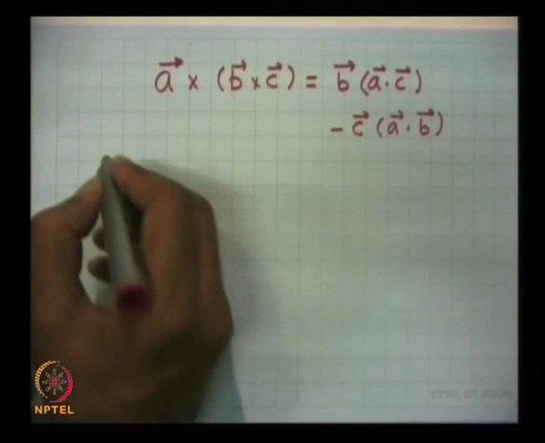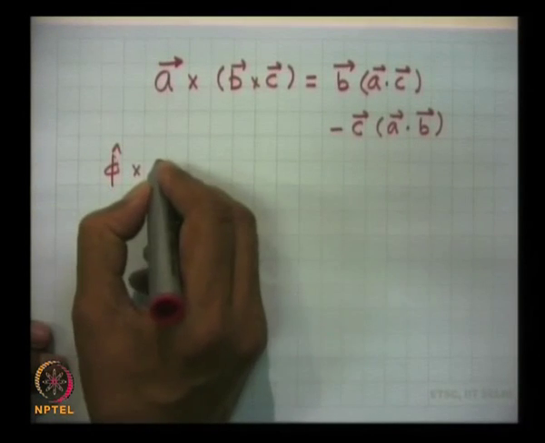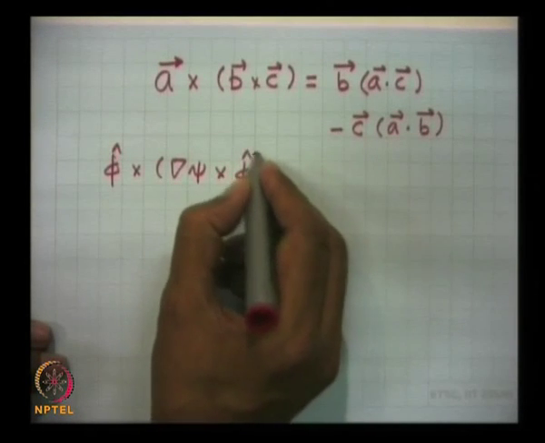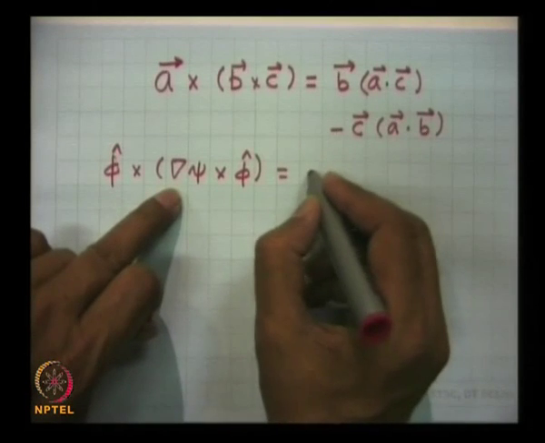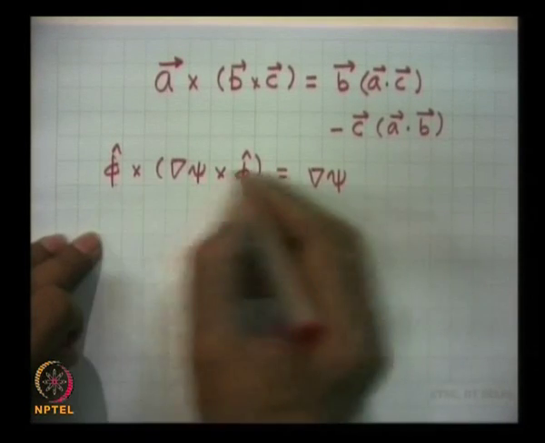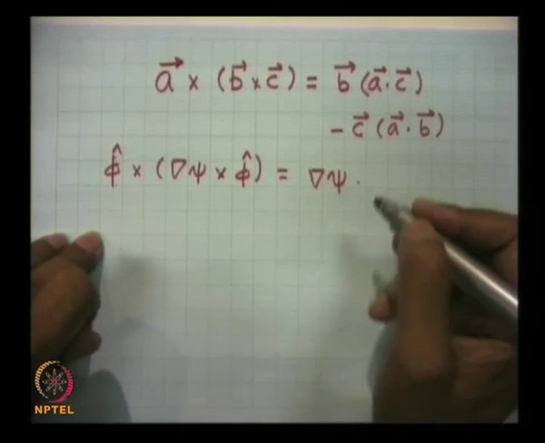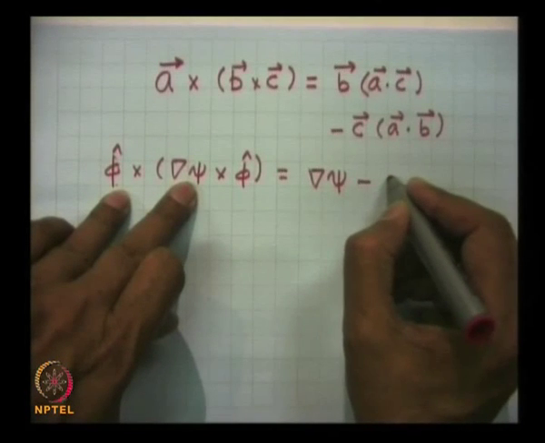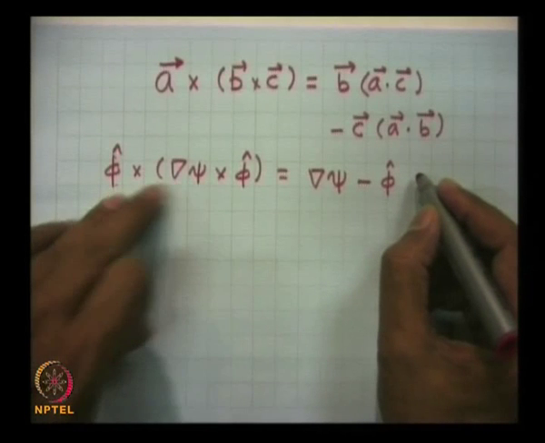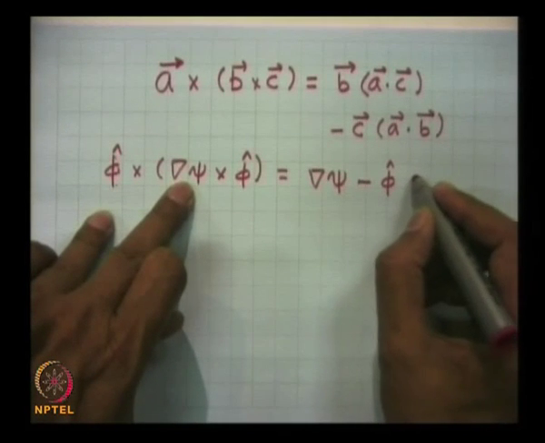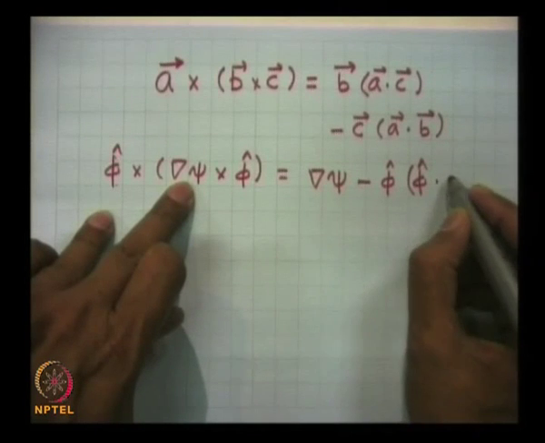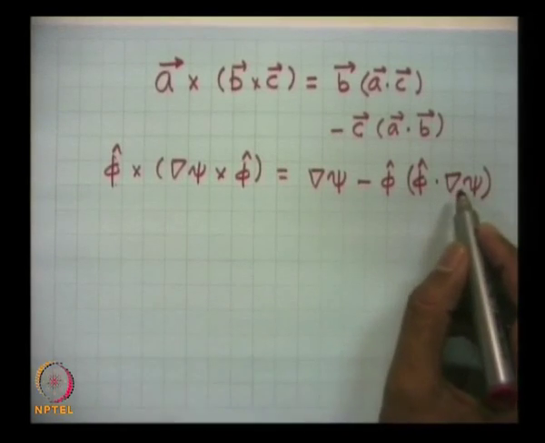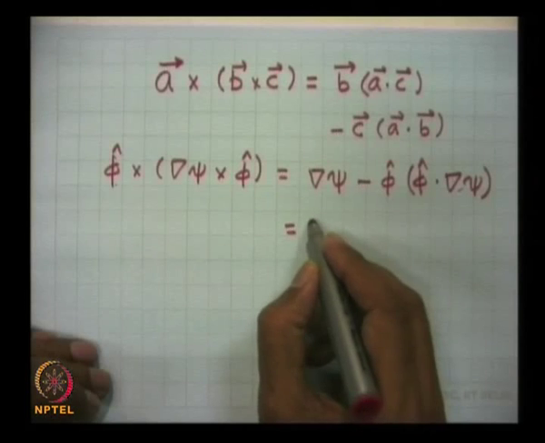Here we are having terms like phi cap cross grad psi cross phi cap. This is equal to grad psi, phi cap dot phi cap, which is unity, then minus phi cap into dot of these two. So minus phi cap into phi dot this quantity, so let me write down phi dot grad psi. But as I mentioned to you, there is no variation in phi. So this grad del has no phi component, so this is 0. So this is equal to simply gradient of psi.